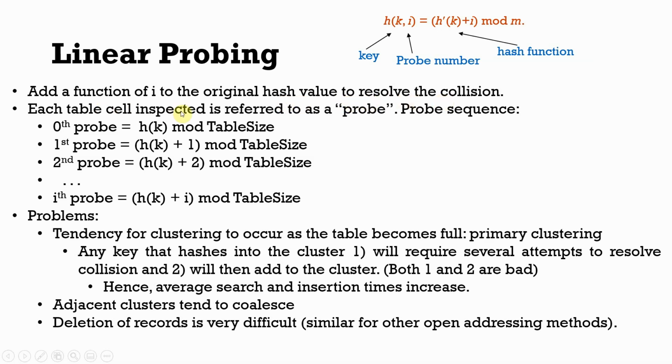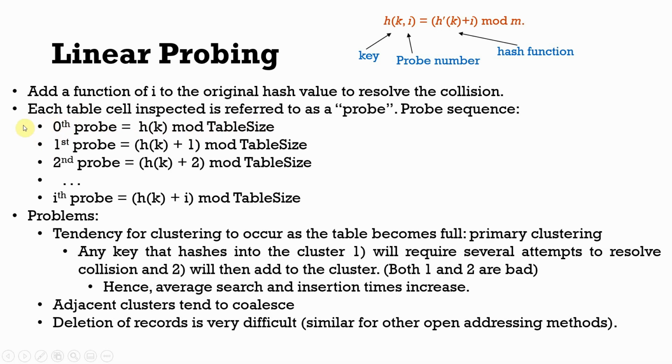Each table cell inspected is referred to as a probe. In the probe sequence, in the zeroth probe, we just go to whatever h of k provides to us, mod table size, right? So whatever this is. The first probe, h of k plus 1 mod table size. So it means that if you're doing insertion, and this location is full, we have to go to the next location.